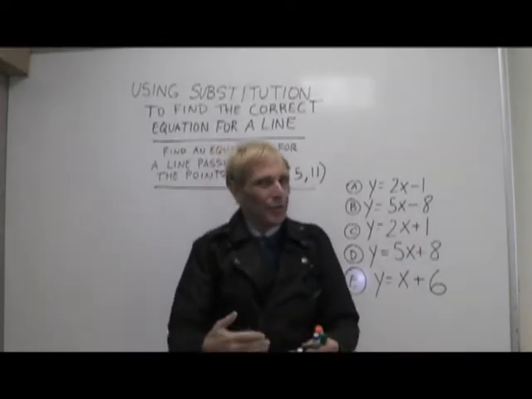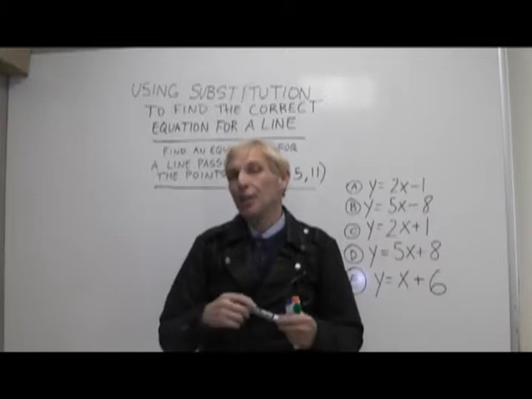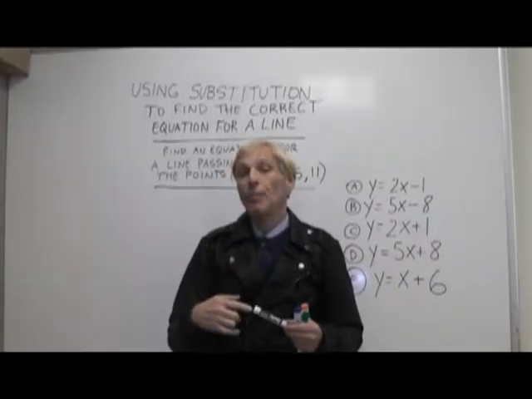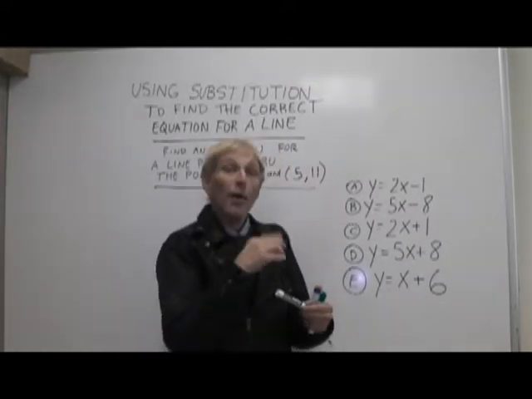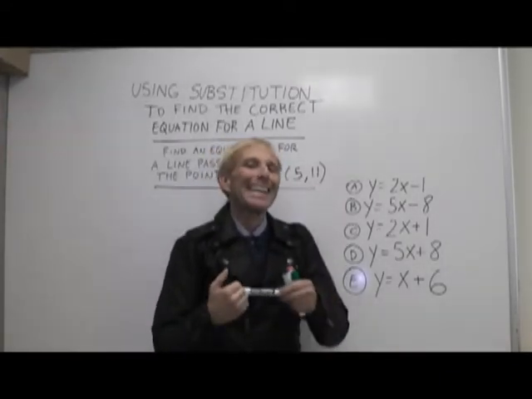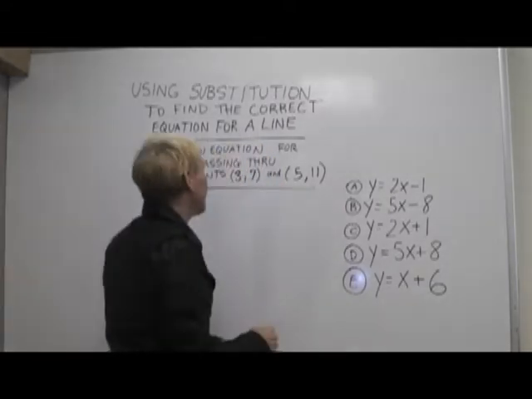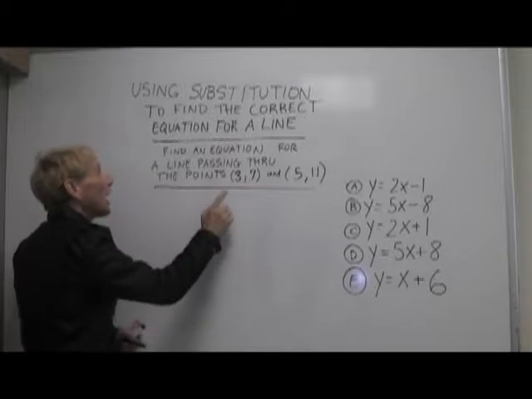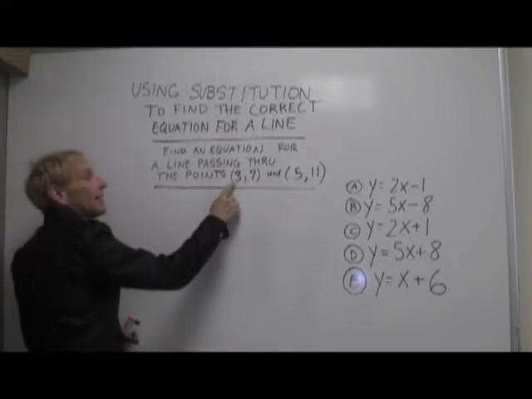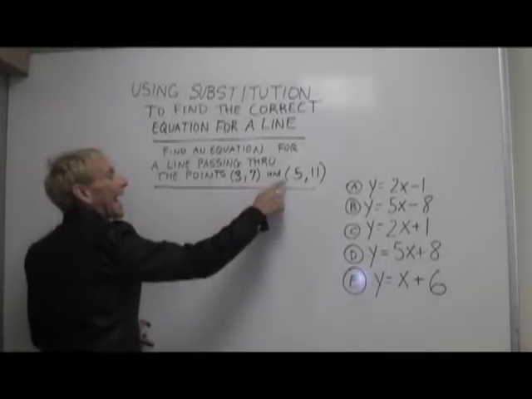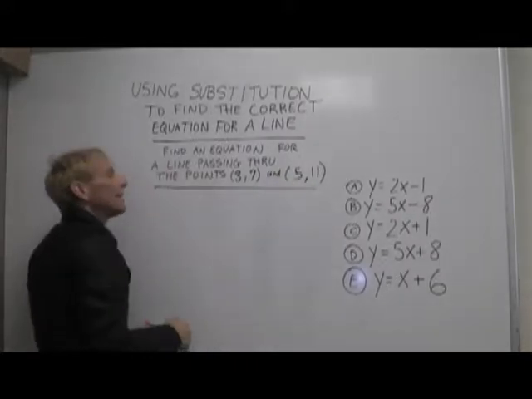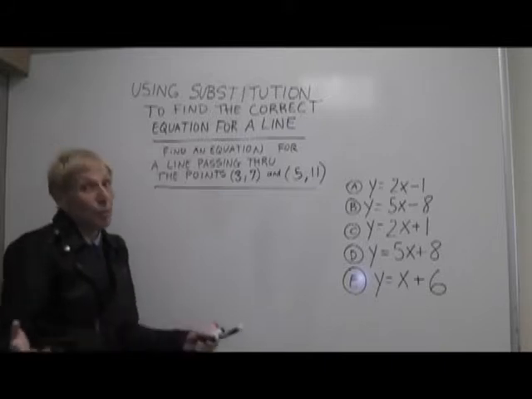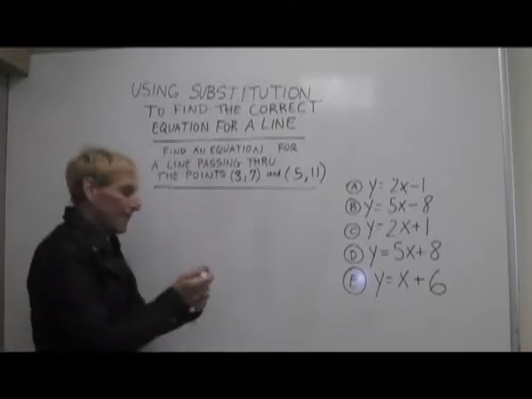When we do substitution, often you're given the numbers to substitute, and you try out different numbers. Here, we're going to try out different equations, the different choices. One of these equations is the equation for a line passing through the points (3, 7) and (5, 11). Those are the two coordinates, so those are the points of the line. 2 points, and you can make a line.